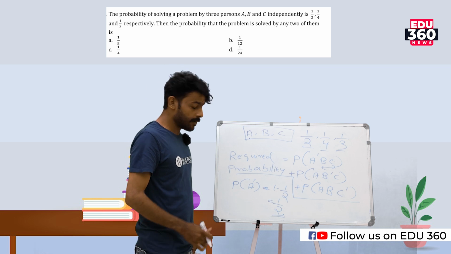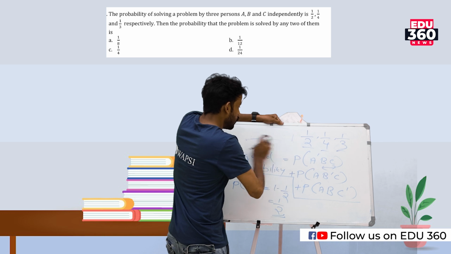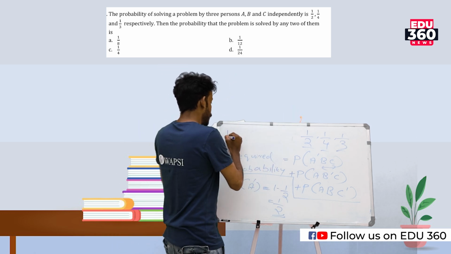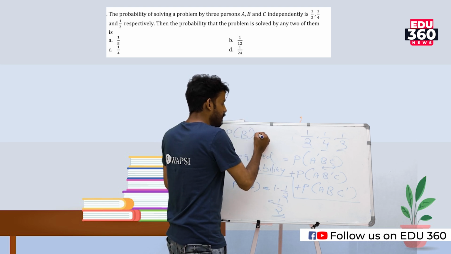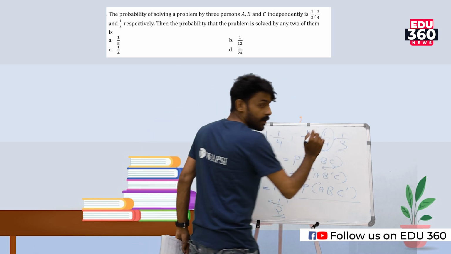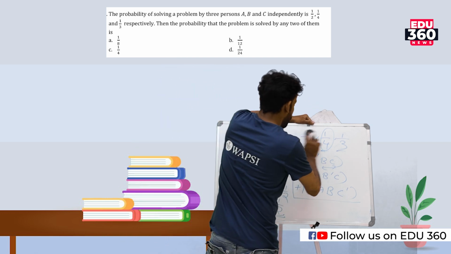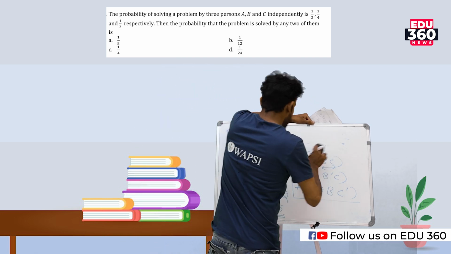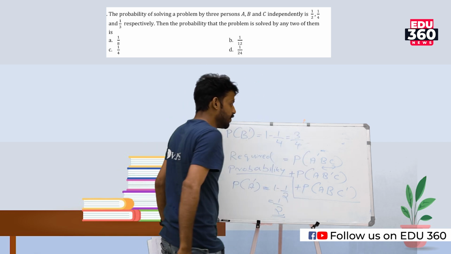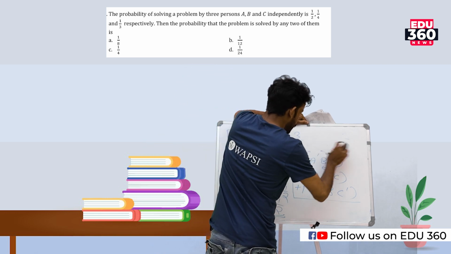And what about P of B? We know that P of B is equal to 1 by 4. So P of B dash will be equal to 1 minus 1 by 4, because this is the probability of B. So what is 1 minus 1 by 4? That will be equal to 3 by 4. Yes. So hereafter we can write P of C dash.